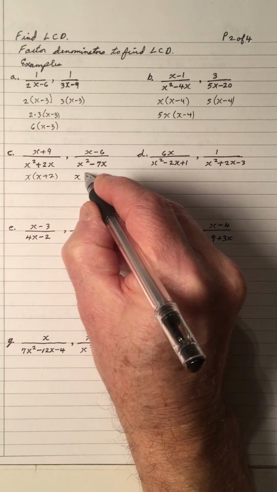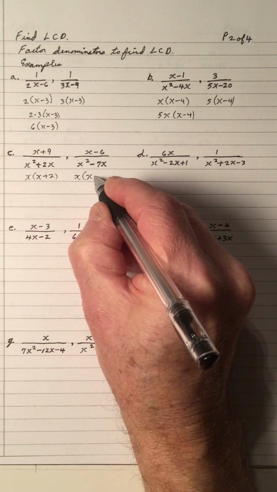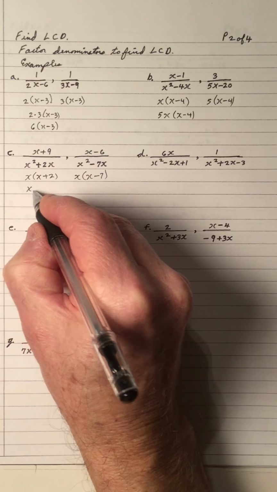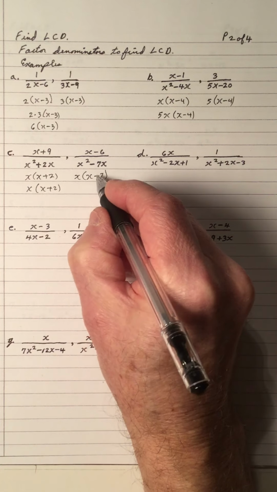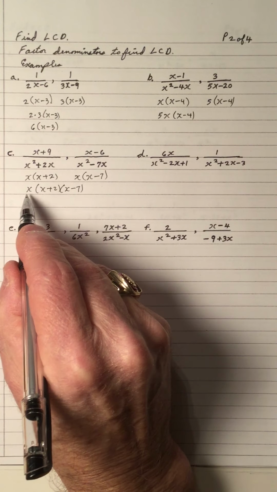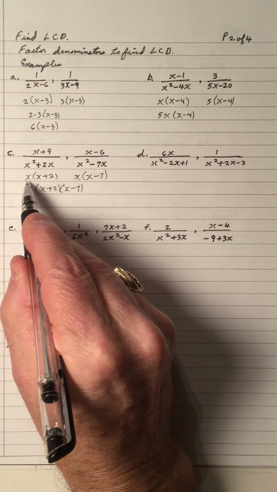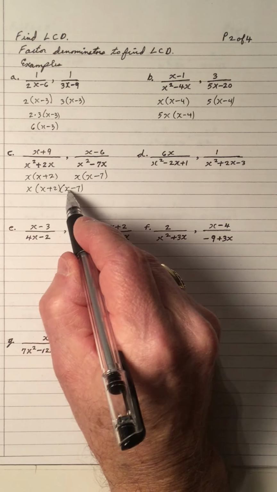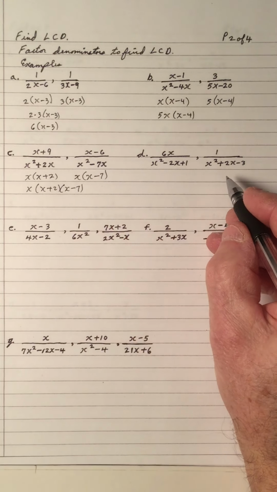I see x is a GCF in these two. So x squared divided by x is x. Negative 7x divided by x is negative 7. So I have an x as a factor. I have an x plus 2 as a factor. And this x is already here. X minus 7 is a factor. So the LCD is x times x plus 2 times x minus 7. Again, these two factors are here, and these two factors are here and here. So that's the LCD, x times x plus 2, x minus 7.